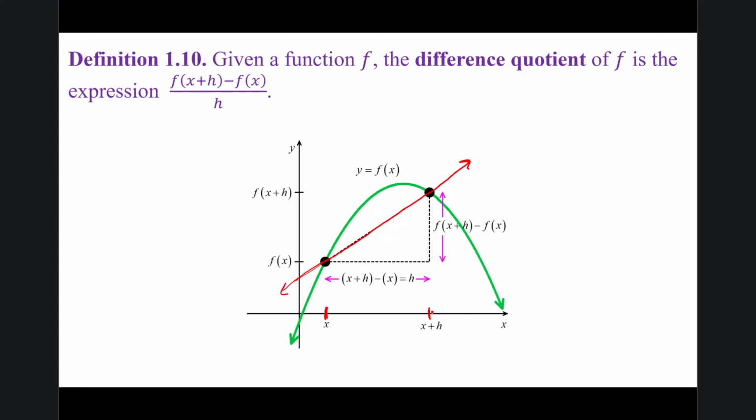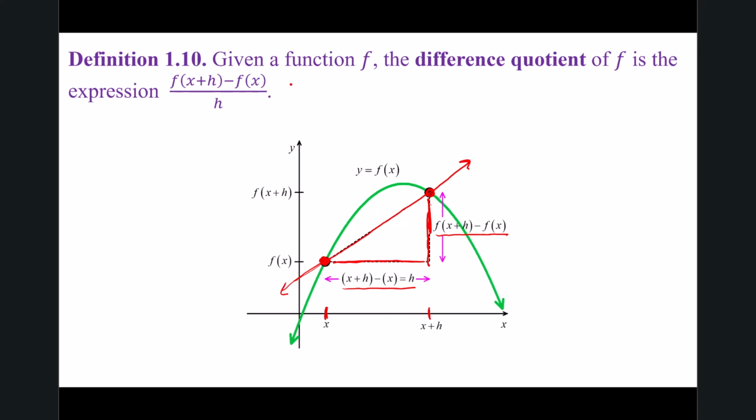Notice that then we have the first point here. This is the point x comma f of x. And this is the point x plus h comma f of x plus h. So if I want to find the slope of that line, so slope is change in y over change in x. So our change in y here would be f of x plus h minus f of x. And our change in x, this bottom part of our triangle, is x plus h minus x, which is just h.